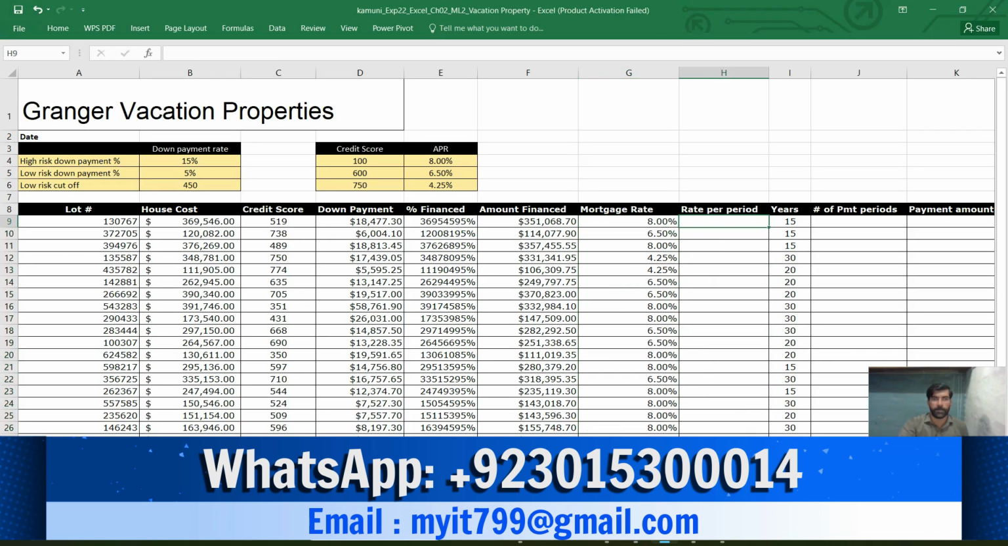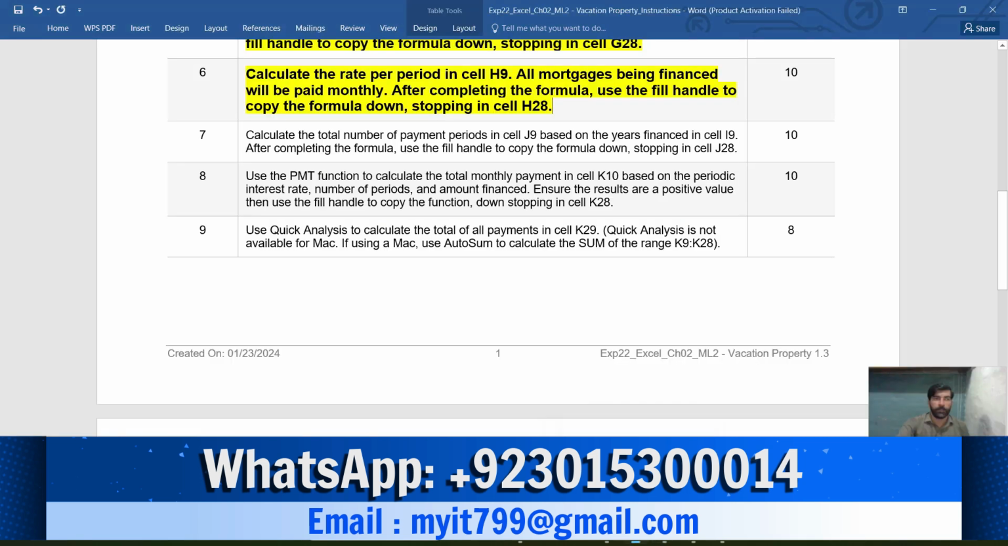In H9, we put an equal sign, then G9, and then divided by 12. Just enter it. Okay, I get the result and fill this till H28. This is step number 6, which I completed so far. Now I move toward step number 7.